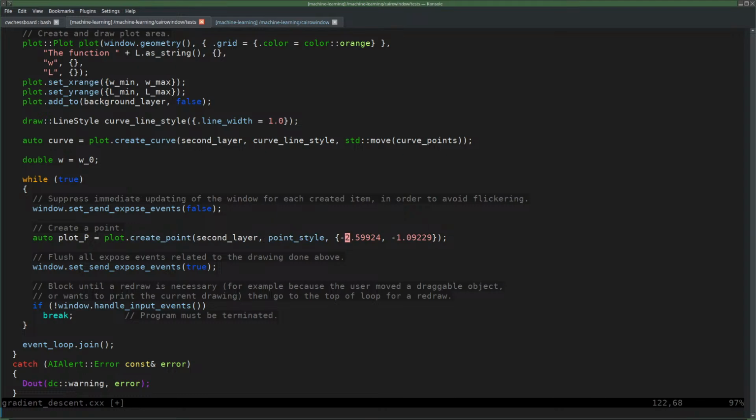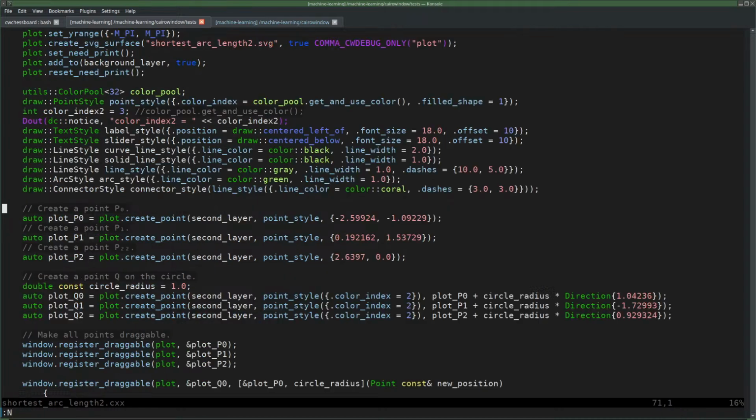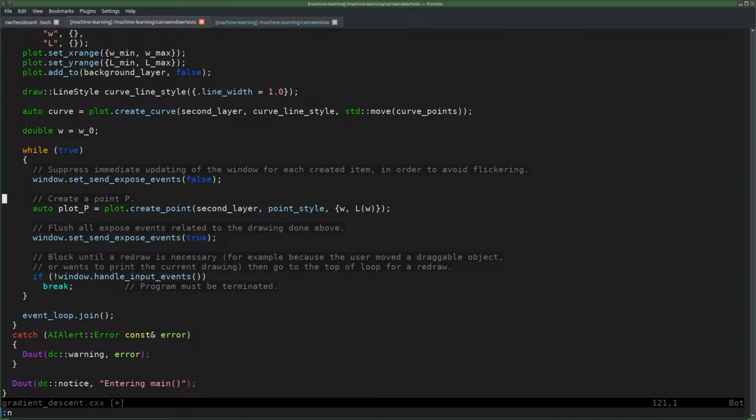Point style. And the XY coordinates are then W, comma, the value that belongs to W. Just calculate it. Lazy PC. Okay, I need a point style. Point style here. I'm so lazy, it's unbelievable.